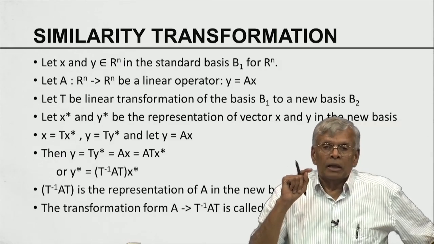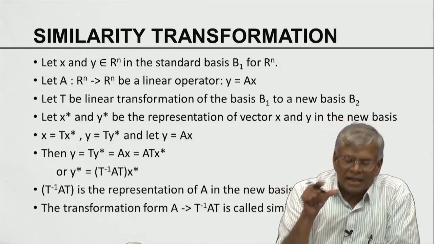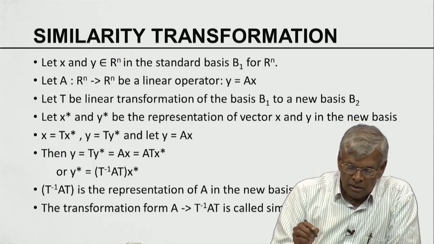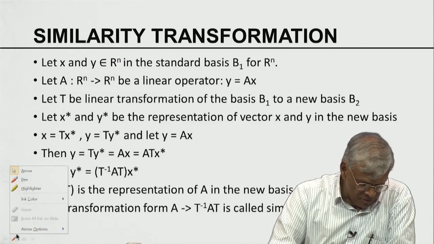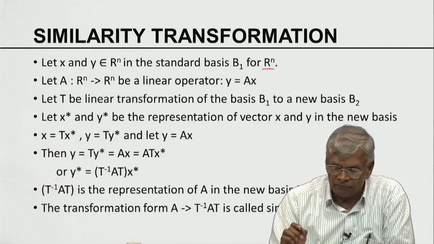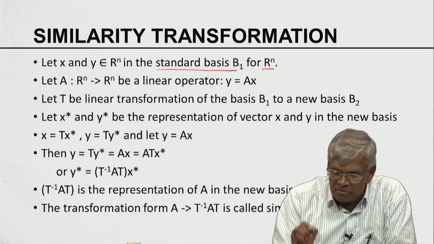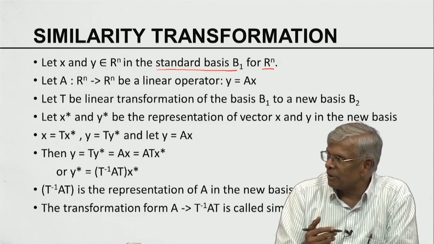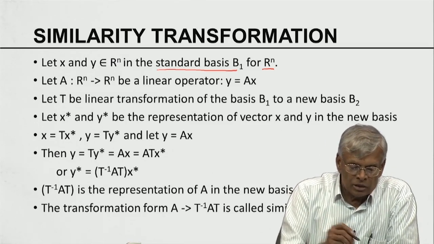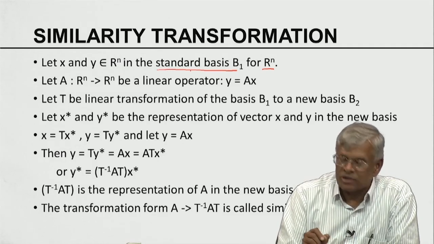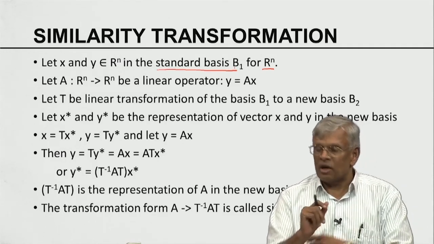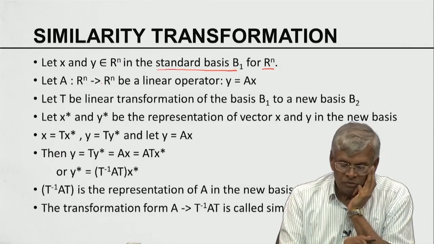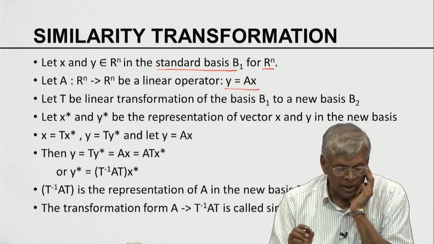And that brings us to a special class of transformation called the similarity transformation. So I am now going to be talking about space Rn. I am going to be concerned with the standard basis B1. Instead of calling it E, I am simply going to call it B1. So let x and y in Rn be the standard basis elements in the standard basis of Rn. So A is the map from Rn to Rn. We can think of this as the linear operator y is equal to A of x.